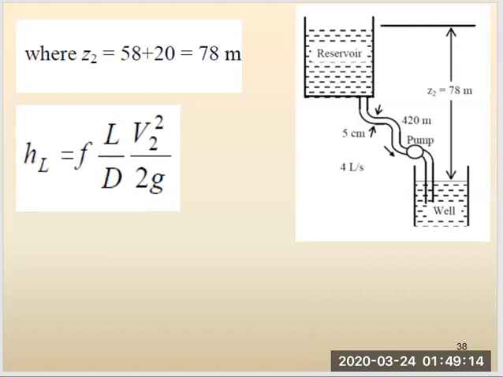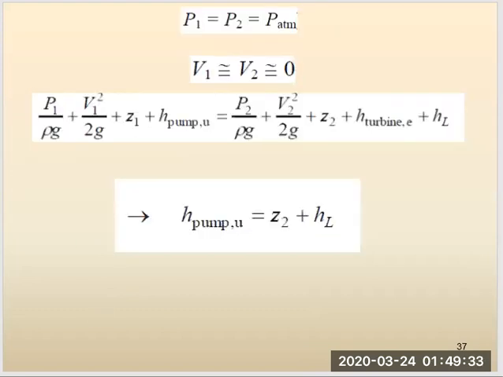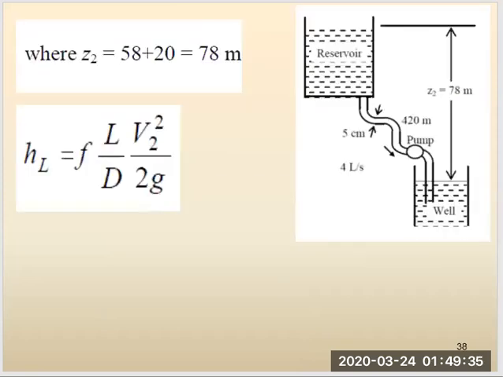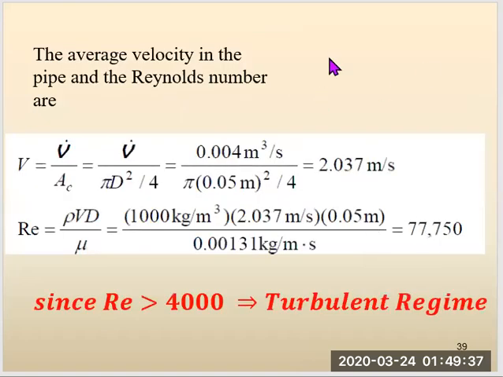If it's laminar, then we need to use a certain equation. If it's turbulent, we need to use a different form of equation. Now for F, we plug the calculated F into here and calculate HL, and then from there we calculate the pumping power requirement. So the first step is to calculate the Reynolds number.